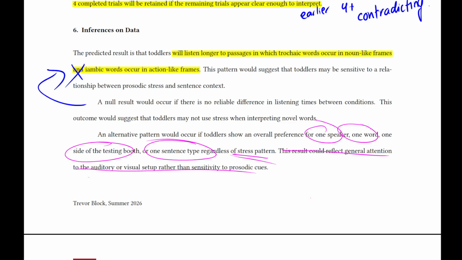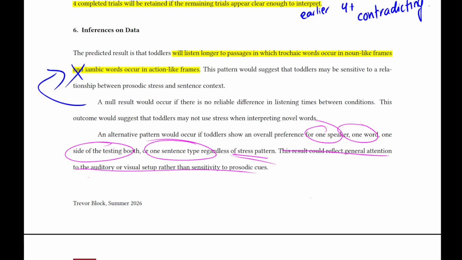So it's not an "or" here, and it's not regardless of stress pattern. These are all the same thing. So these inferences really don't tell us anything. They haven't given us any good data. It seems like from this, they don't really understand their experiment either, or at least they've written it in a way with "and" such that it's not clear to the people reading this that they understand what they're testing. Okay.